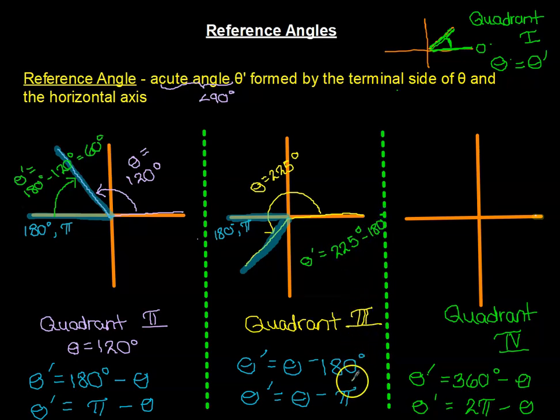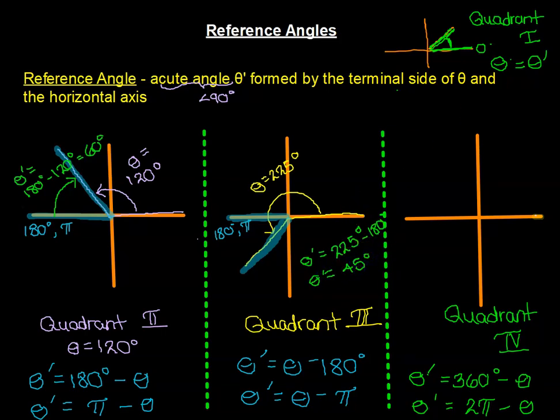So if you note down here, anytime your angle is in quadrant 3, you would take the given angle and subtract 180 degrees from it. And again, if it's in radians, you would take the angle and subtract pi from it. So this would be your reference angle, which would be 45 degrees.